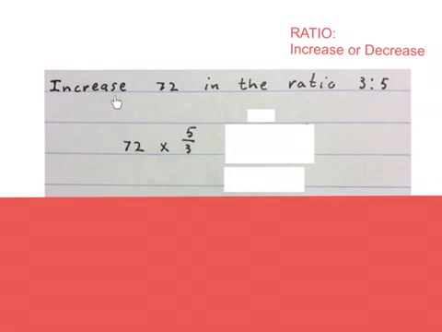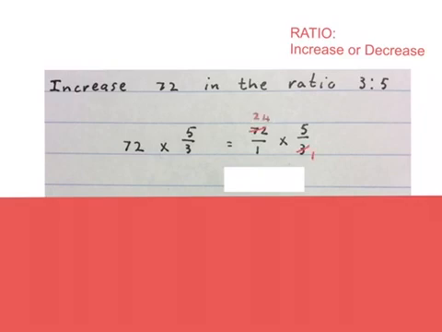If you increase something, you take the 72 times 5 over 3. Like we said, you put the big at the top. If you have the big at the top, this answer will become bigger, so you're going to increase the 72. If you're not allowed to use a calculator, you write it as fractions.